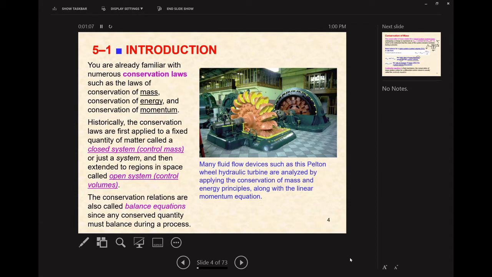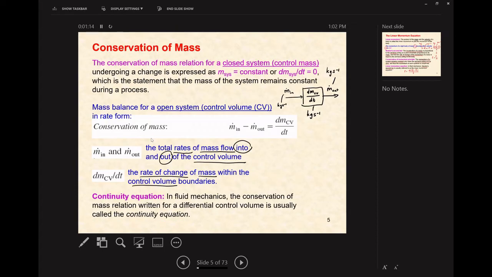Alright, so this incoming and outgoing will of course create some kind of imbalance, right? So if the incoming is more than the outgoing, you will add additional quantity into the system, either in the form of mass or in the form of energy. So these conservation relations are also called balance equations, since any conserved quantity must balance during a process. So whether you have a balance that is increasing or decreasing in terms of mass and energy. Alright, so now let us look at conservation of mass.